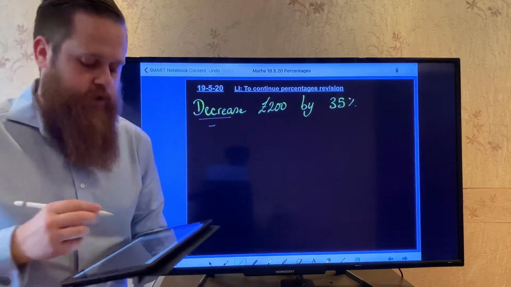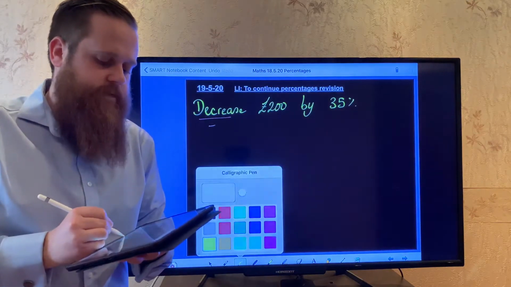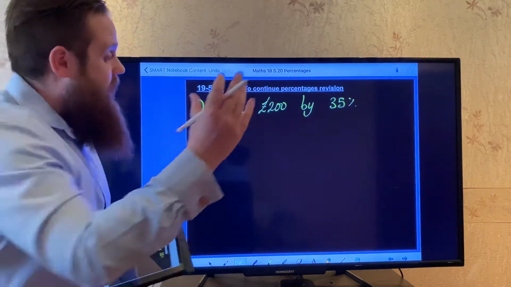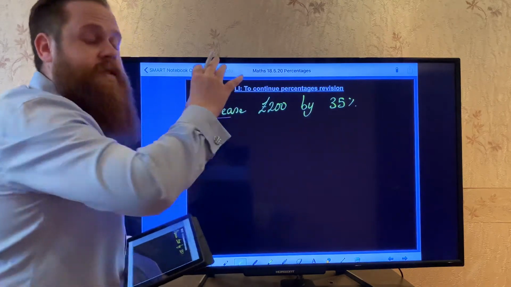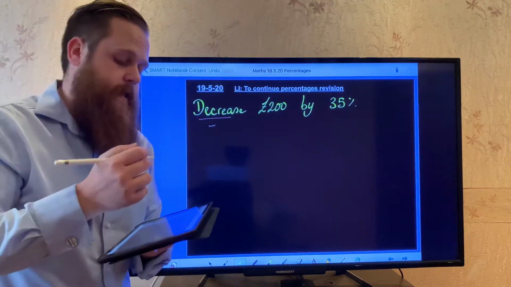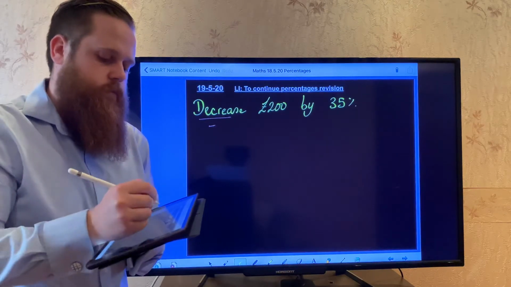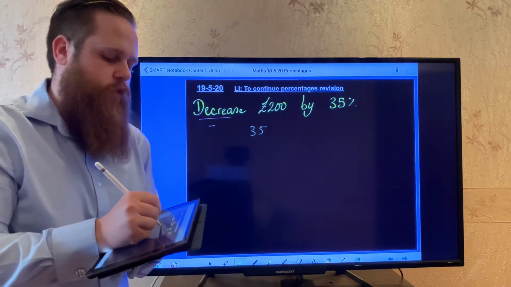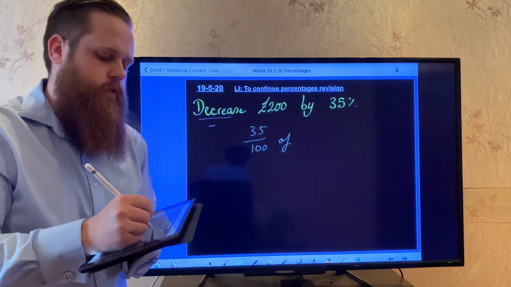Well, the first thing I'm going to have to do is to work out 35%. Pause the video, have a go, then do the decrease part, and then come back and let's work through it together. Okay then. So 35% is the same as 35 over 100 of £200.